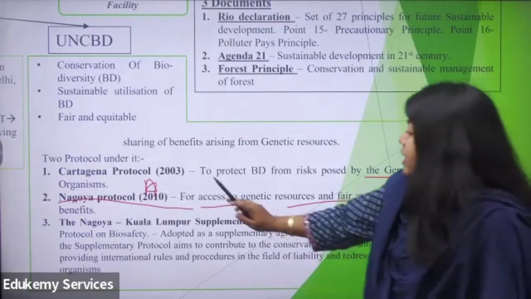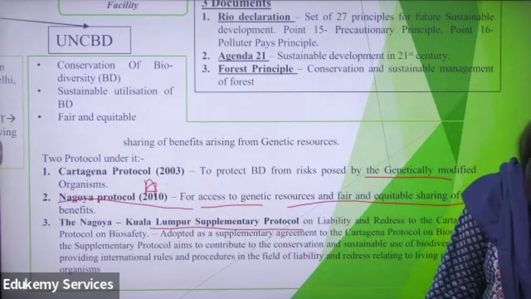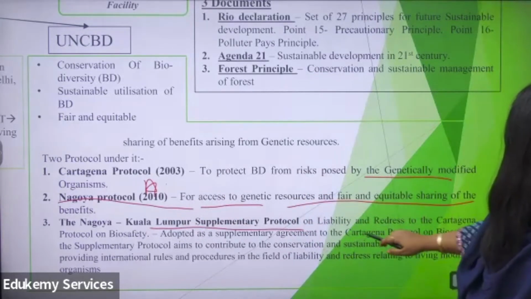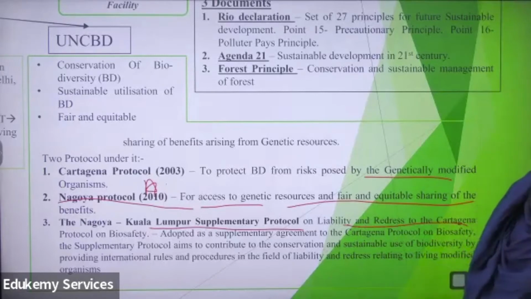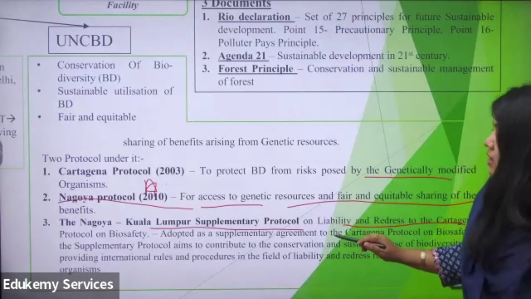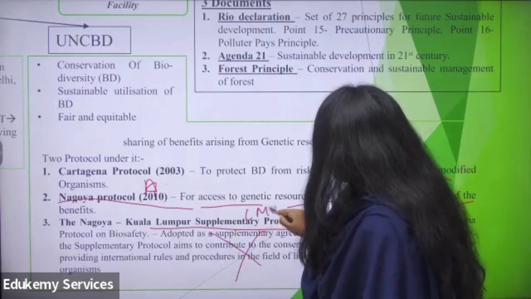Then in the Nagoya, you have a supplementary protocol called Kuala Lumpur, which basically talks about liability and redress to the Cartagena Protocol on biosafety. You don't have to remember all of this. This is related to living modified organisms.